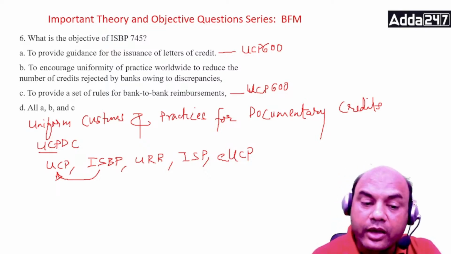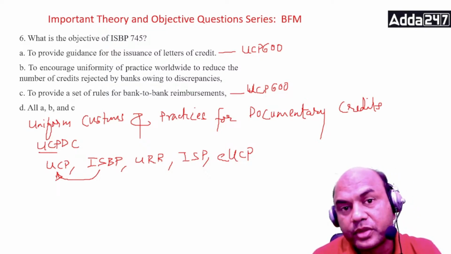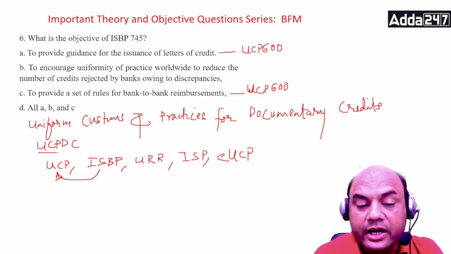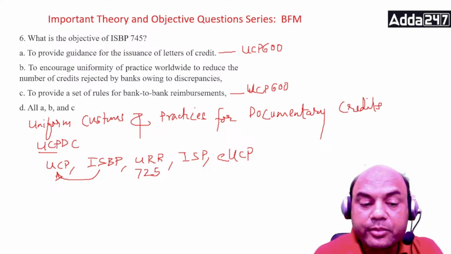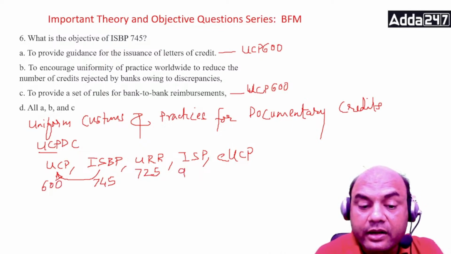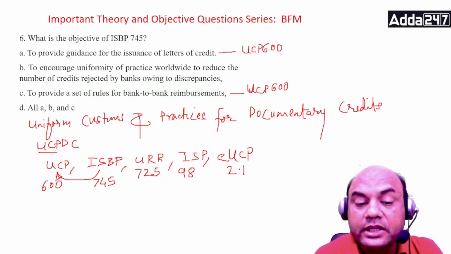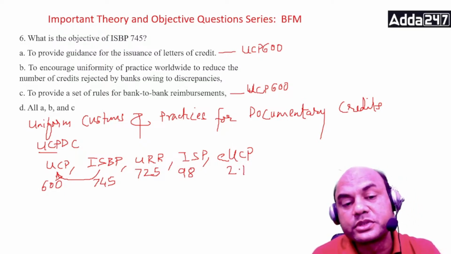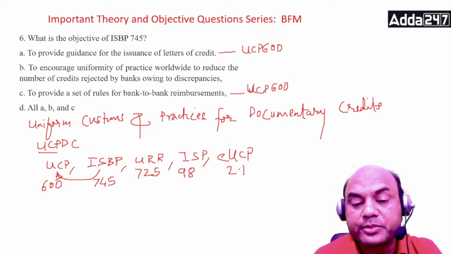URR is what? You have this in your CAIIB portion also. Uniform Rules and Regulations. Right now the URR going on is 725, ISBP going on is 745. These are the versions. UCP going on is 600, ISP going on is 98, EUCP is 2.1. So these are the latest versions of UCP, ISBP, URR, ISP and EUCP.